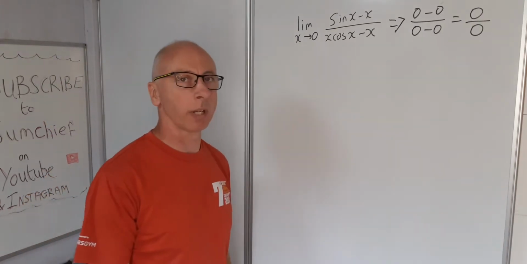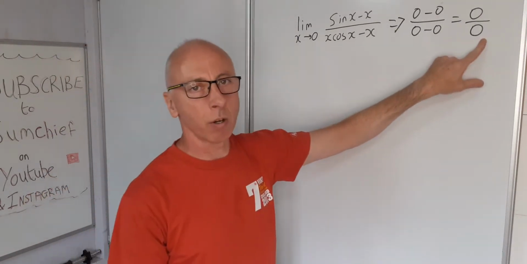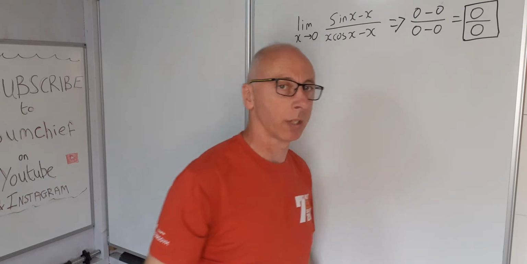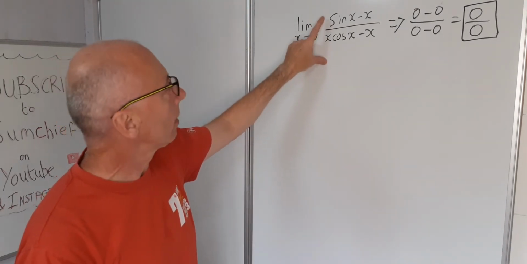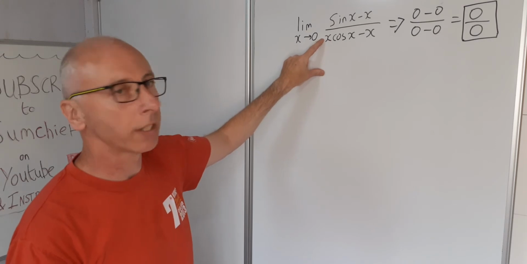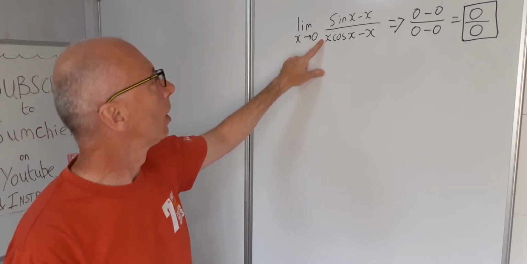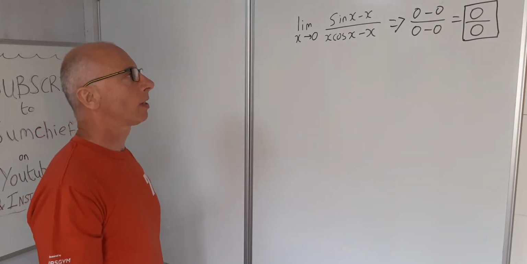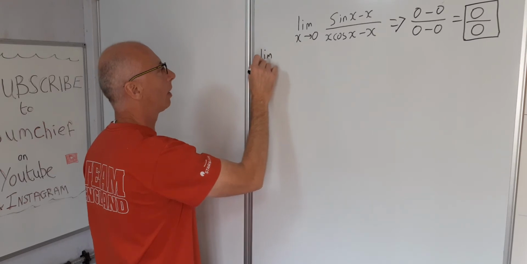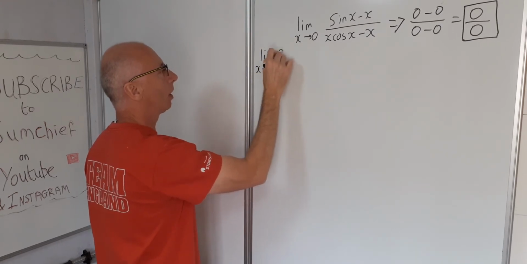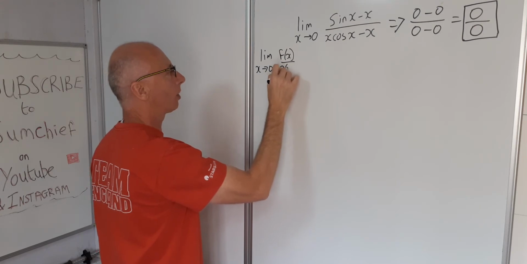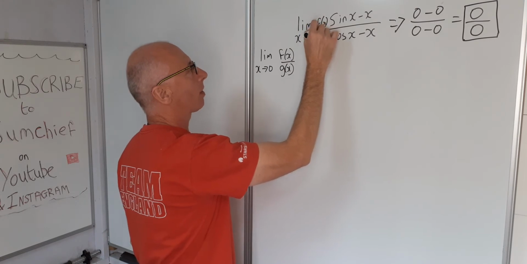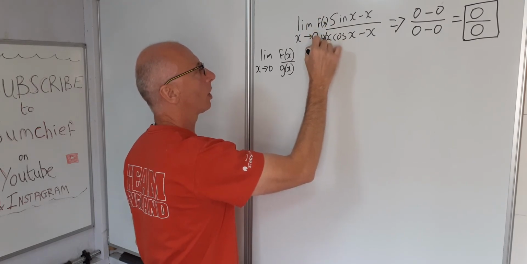Now the way forward is going to be L'Hopital's rule, because as we've got a 0 over 0 situation, this is one of the conditions for when using L'Hopital. The other one is that the numerator and denominator are both continuous and differentiable, which obviously sine, cosine and x always are. So what we do is we say the limit of x approaching 0 of f of x divided by g of x. So we assign the numerator as f of x and the denominator as g of x.